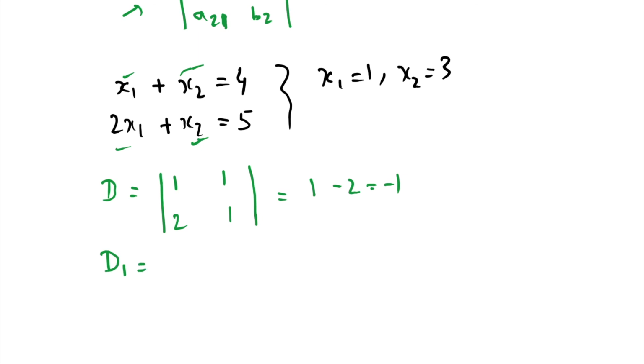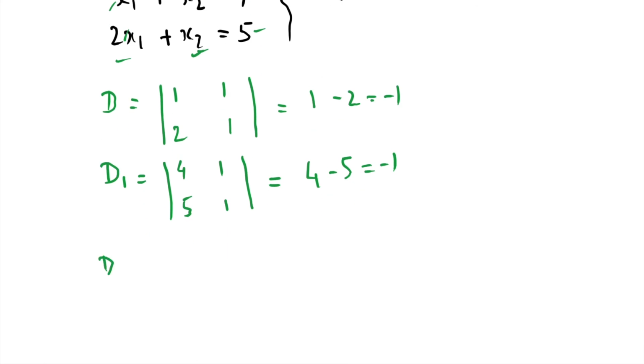Now let's calculate d1. So d1 will be written like so. You need to replace the coefficients of x1 by the constants here. So we'll write 4, 5 here, and then leave the coefficients of x2 as they are. So this becomes 1, 1, and when you evaluate this it will become 4 minus 5, which is equal to minus 1.